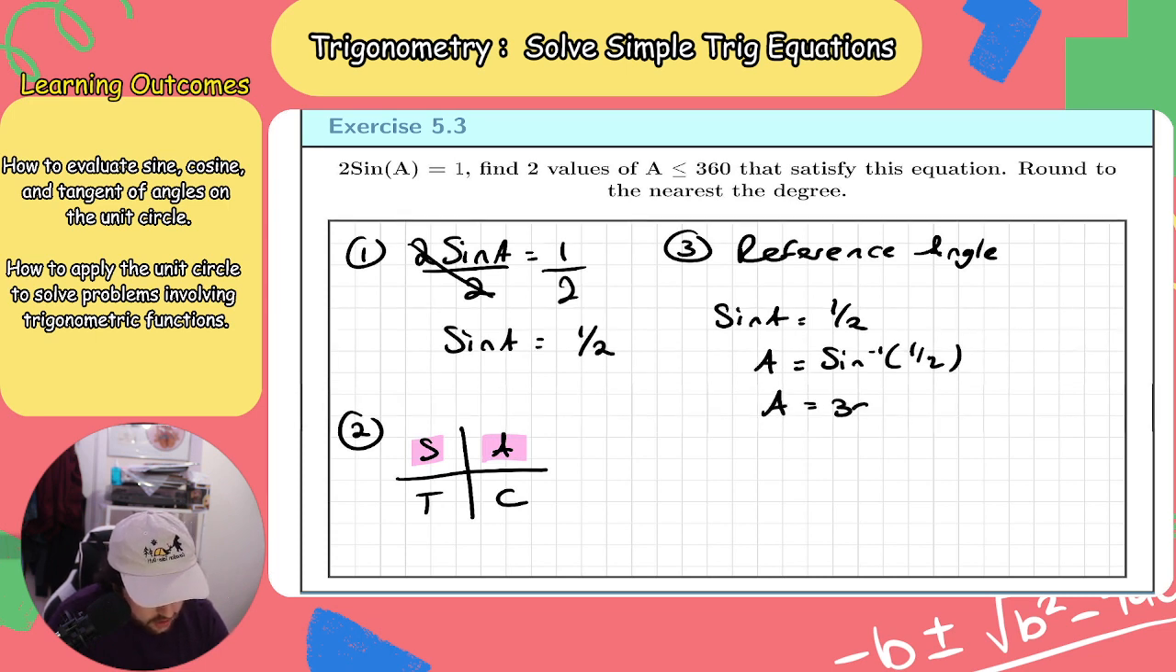A is equal to 30 degrees. So that's my reference angle. I should really say theta here, but it doesn't really matter. See here, there's my reference angle. Then finally, we use my rule.